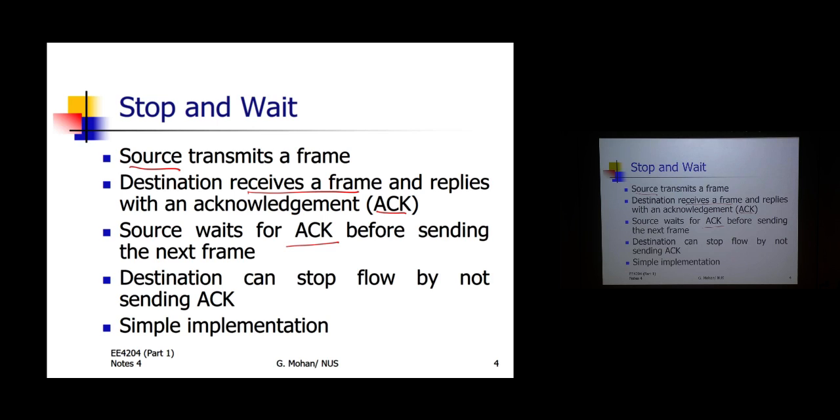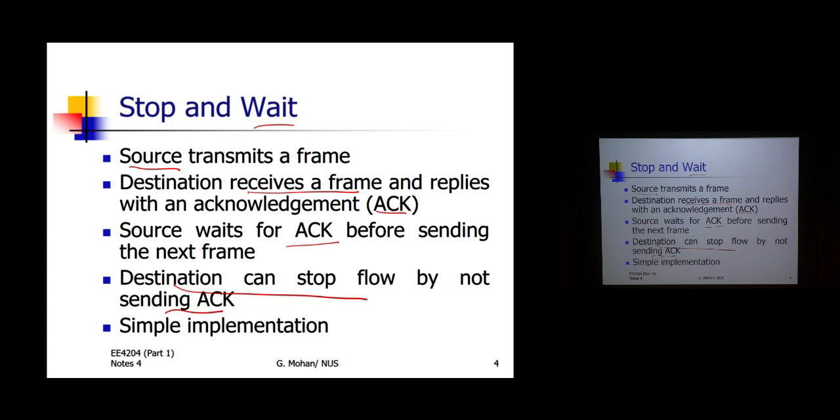Very simple. There's no flow control issue. Am I right? I'm not jamming you because I just read one sentence and ask you to write it down. Only after I get an acknowledgement, I read out the next sentence. So you will not miss out anything. Is that fine? Now, this is wait because the sender is waiting. Stop means the destination or the receiver can stop the flow of packets, the flow of frames, by not sending an acknowledgement.